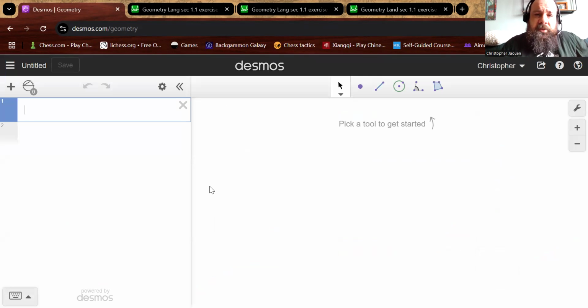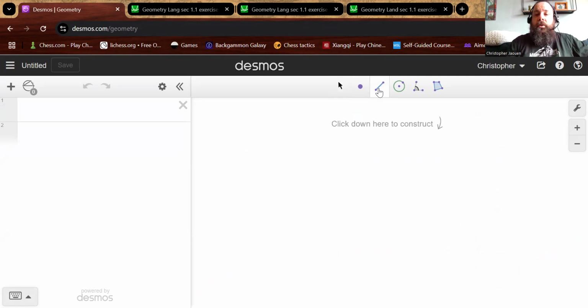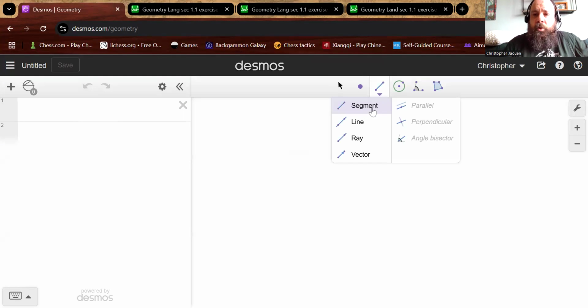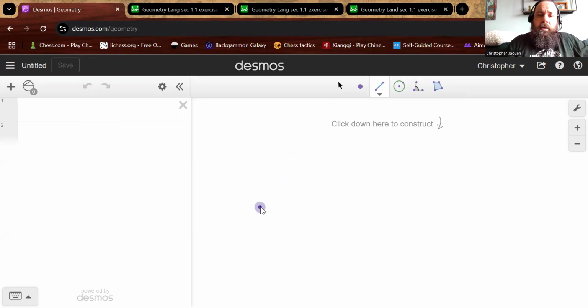Right, so click on this, and now I'm going to do the triangle construction that Lang asks us to do. So let's say I'm just going to draw three different line segments. So what you do is you take segment here, click on that, and then you can draw. See if I'll do it down here so I can maybe fit it in up above.